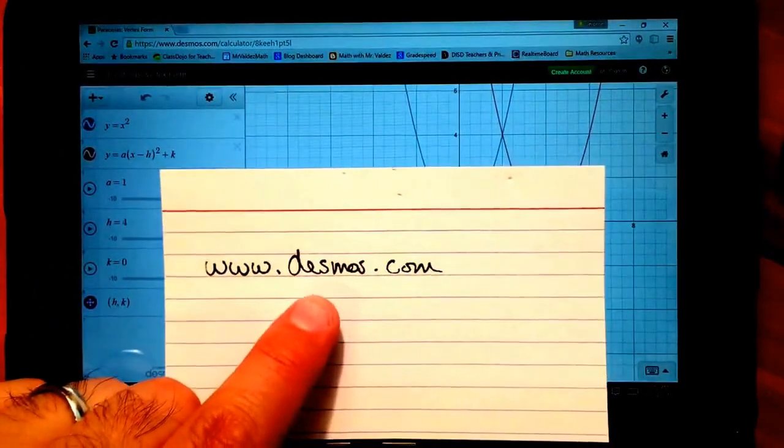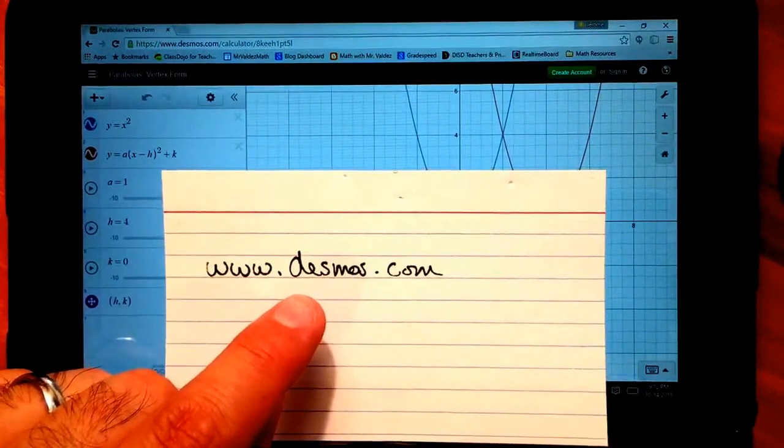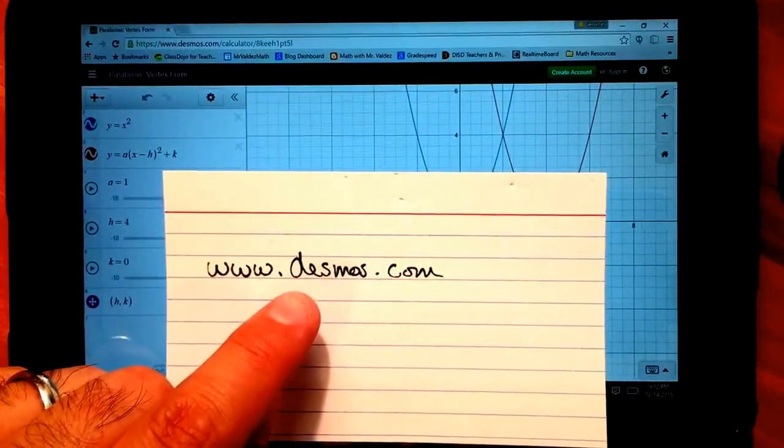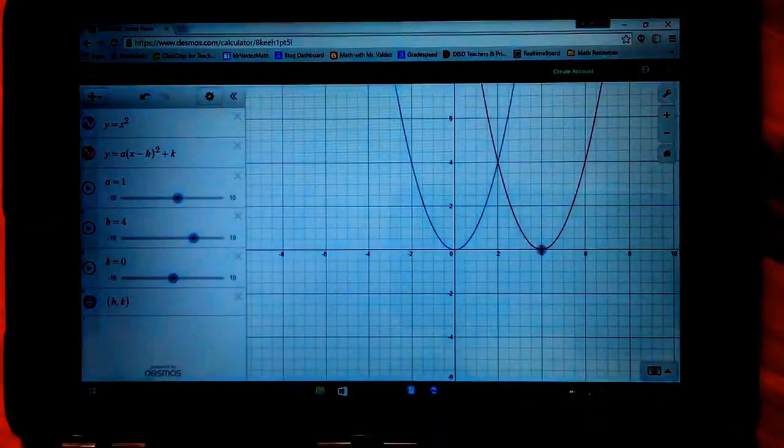called Desmos. It's pretty powerful, it's pretty cool. If you ever want to use an online calculator or online graphing calculator, this is one that I recommend. www.desmos.com. So let's take a look at what we got here.